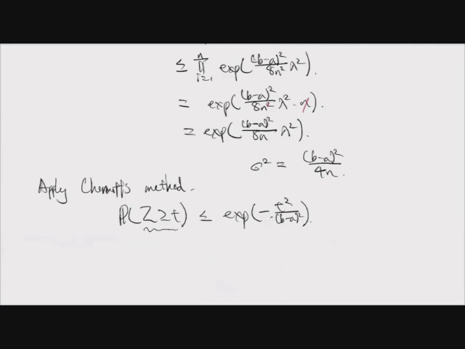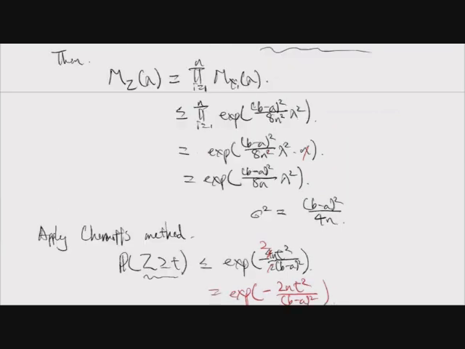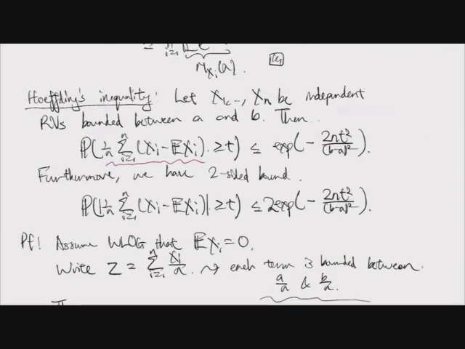Okay, so there was still a 2 over here. But then in my numerator, I now have 4n, right? And so 2 is going to cancel with 4. Why is this not working? Okay, so at the end of the day, I get minus 2n t squared over b minus a squared. And then this is exactly the first statement in Hoeffding's inequality.